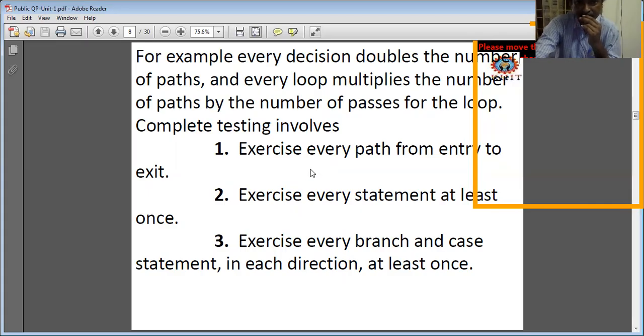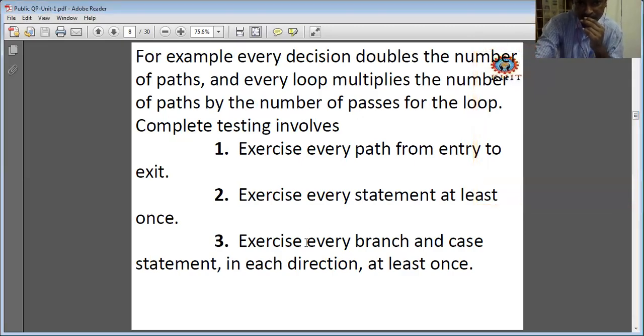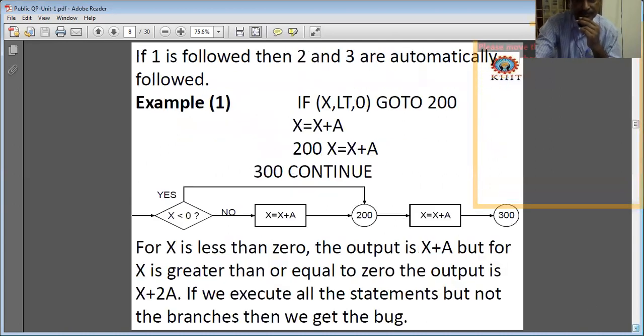Number one, exercise every path from entry to exit. Two, exercise every statement at least once. Three, exercise every branch and case statement in each direction at least once.